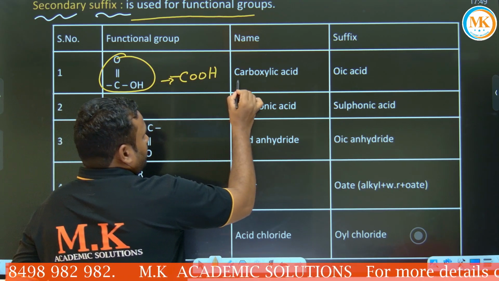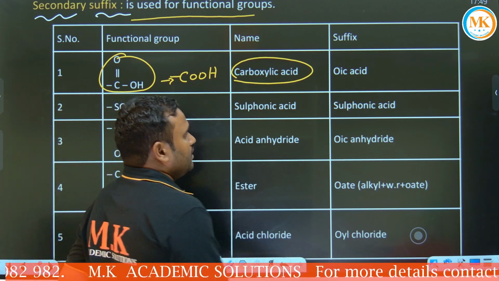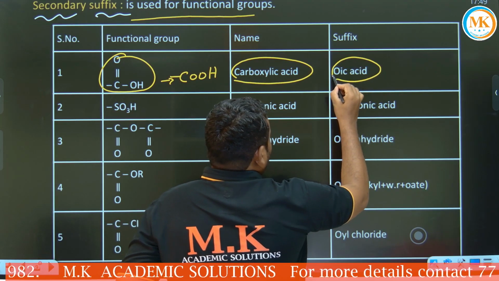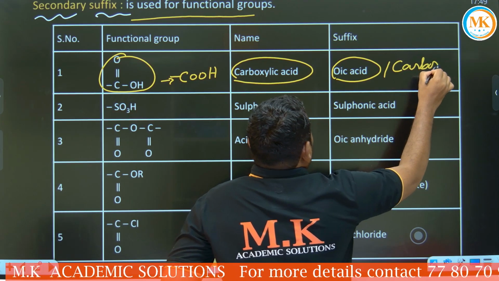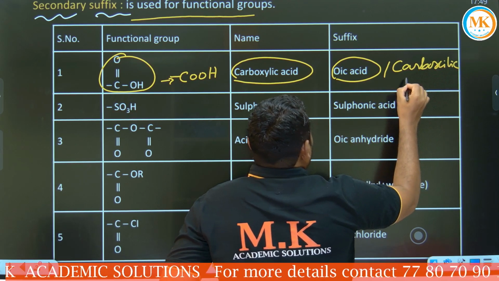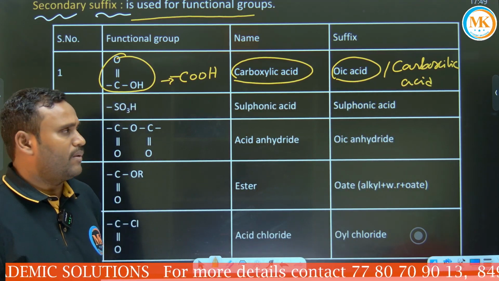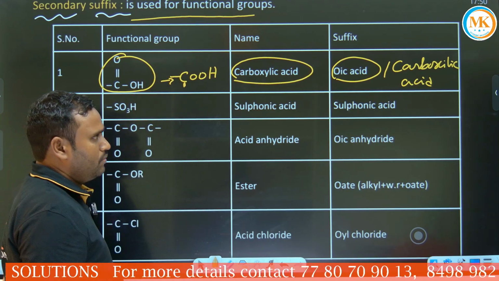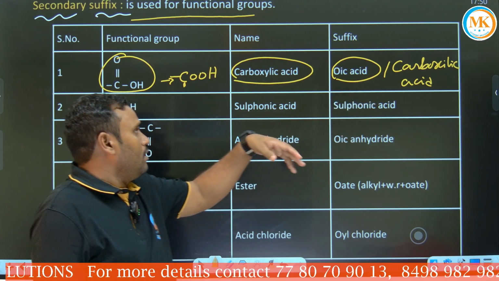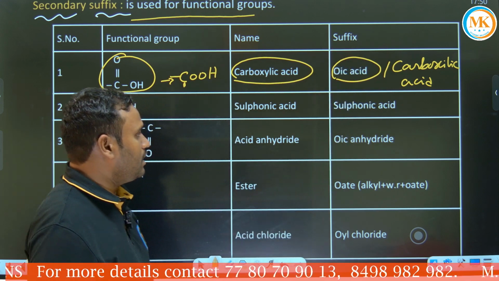So what is the name of this functional group? Carboxylic acid. What is the suffix here we use? Generally we use oic acid or carboxylic acid. So when we use oic acid or when we use carboxylic acid: when you count this carbon atom also, we use oic acid. When you do not count this carbon atom, we are going to use carboxylic acid.